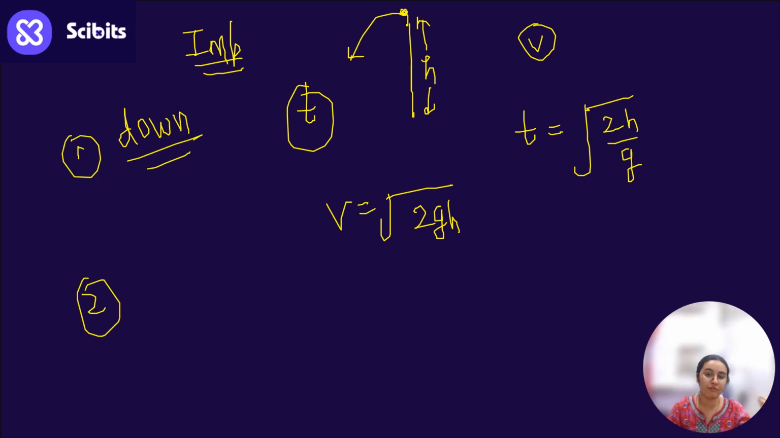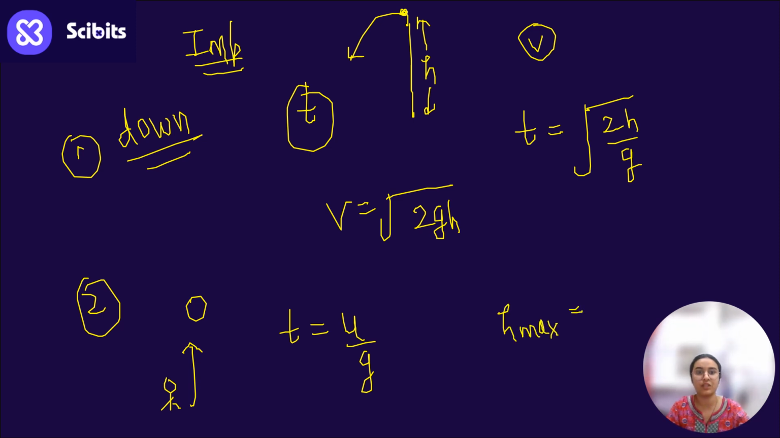But let's say I am here and I am throwing the ball upwards. If the ball is thrown vertically upwards, then the time to reach the top will be u upon g, that is the initial velocity upon gravity, and the maximum height this object can reach is u square upon 2g, where u is the initial velocity and g is the acceleration due to gravity. Okay, great.